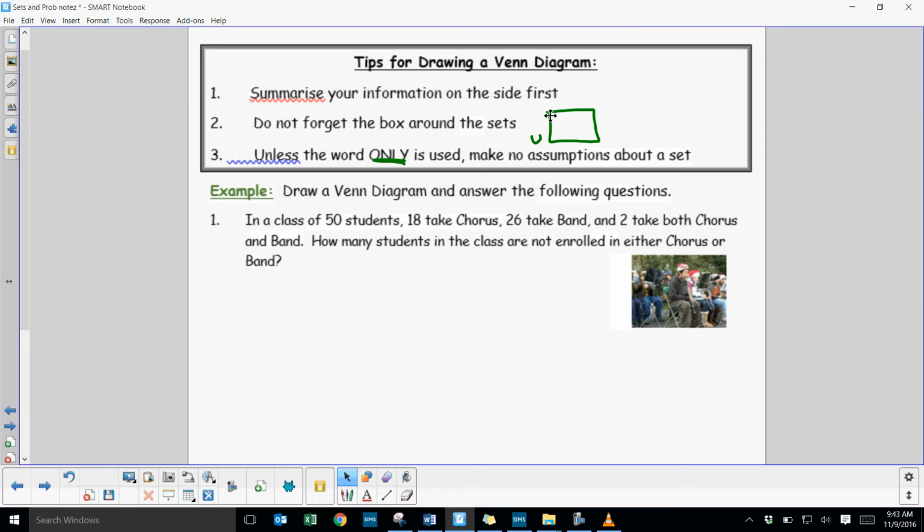If they say students who study chemistry, they mean the whole circle of chemistry, not the little crescents on the side. If they say chemistry only, they mean just the little crescent, like the moon-shaped crescent.